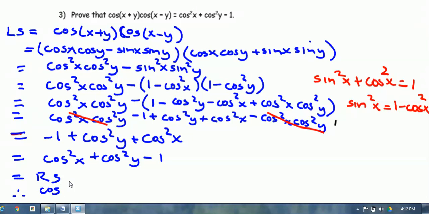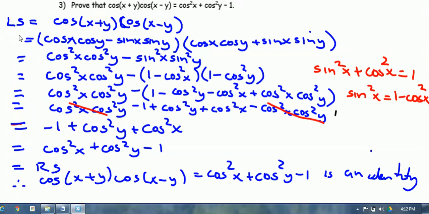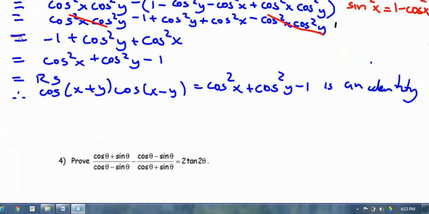Therefore, cos(x minus y) equals cos squared x plus cos squared y minus 1. It is an identity. Don't forget, I will give you a mark for that. So please don't forget to put that conclusion in, even if you don't have the left side equal to the right side. Okay, a lot of foiling there, and canceling and using the compound angle formula.